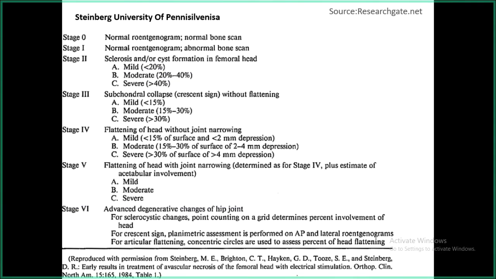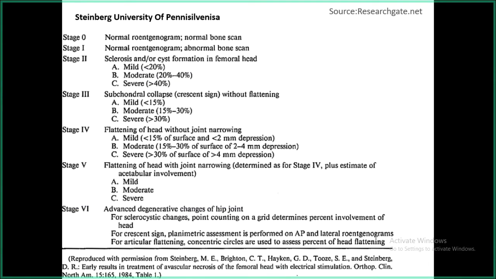Stage 4 shows flattening of the head without joint narrowing, which is subdivided into mild, less than 15% of the surface and less than 2 mm depression. In moderate, 15 to 30% of the surface area is flattened, with 2 to 4 mm depression, and in severe cases, more than 30% of the surface with more than 4 mm depression.